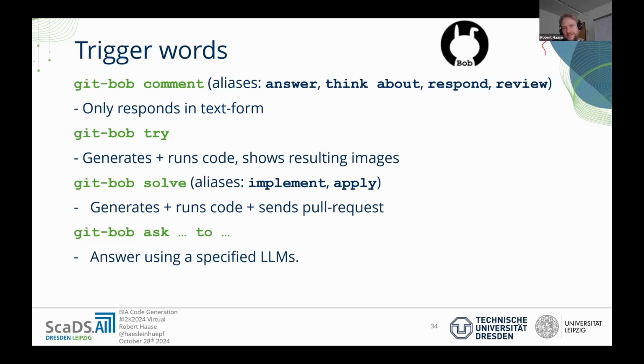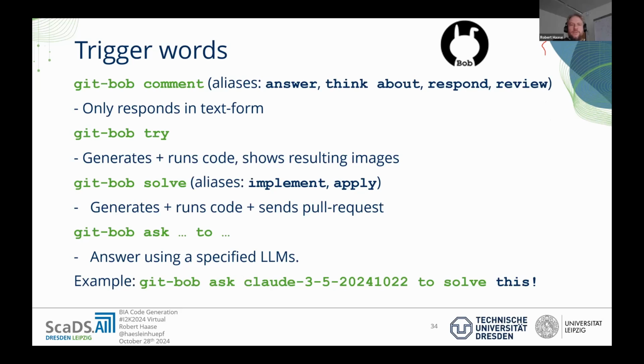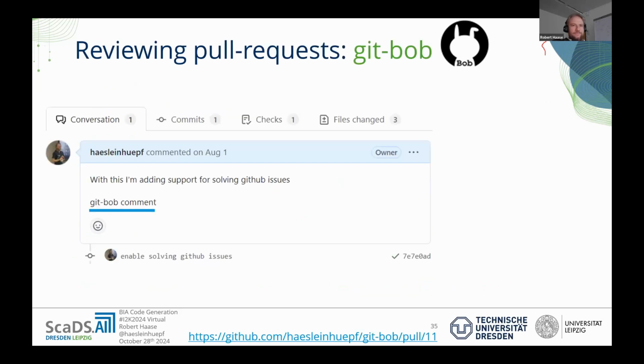And if you say Gitbob ask ... to ..., you can basically combine different language models in one chat. And this is basically what makes it different. So here's an example. And this is what makes it different from the ChatGPT user interface online. There are multiple people in one thread and potentially multiple language models interacting with each other, solving a data analysis problem.